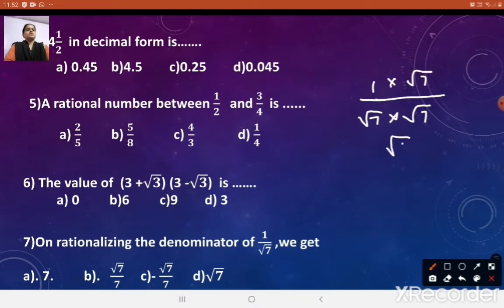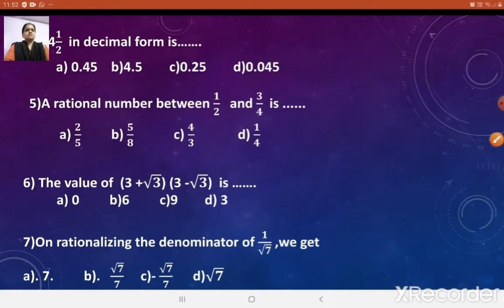So your numerator will be root 7. Denominator: root 7 into root 7 is root 7 square, so it is 7. So which is your correct option over here? Root 7 by 7. Can you see here? Yes. So this is nothing but your correct option.